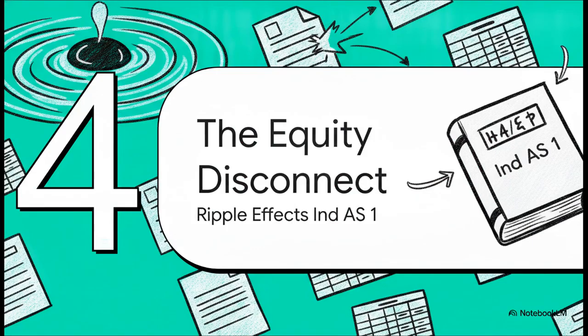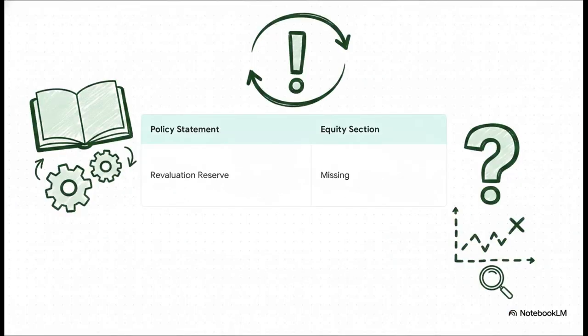That brings us to Section 4, the equity disconnect, ripple effects in Ind AS 1. You know, a bad accounting policy rarely exists in a vacuum. It almost always creates a domino effect of reporting failures elsewhere. If this company claims they put this surplus into a revaluation reserve under other equity, you'd naturally expect to actually find that line item in the statement of changes in equity, right? Well, compounding their first mistake, when Gap Advisors checked the other equity section, the revaluation reserve was nowhere to be found, completely missing. So their presentation actually contradicted their own flawed policy, which is a direct violation of Ind AS 1.